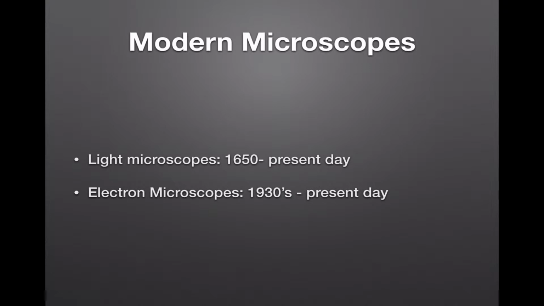Modern microscopes fall into two categories. There are the microscopes that are powered by light, or your image is actually made by light. And then we have fancier microscopes now that use electron beams. Light microscopes have been around since the 1650s. They are still in use today. Those are the microscopes we'll be using in class. Electron microscopes were first invented in the 1930s and came into common usage in the 40s and 50s, and definitely still used today. There are advantages and disadvantages to both kinds of microscopes.